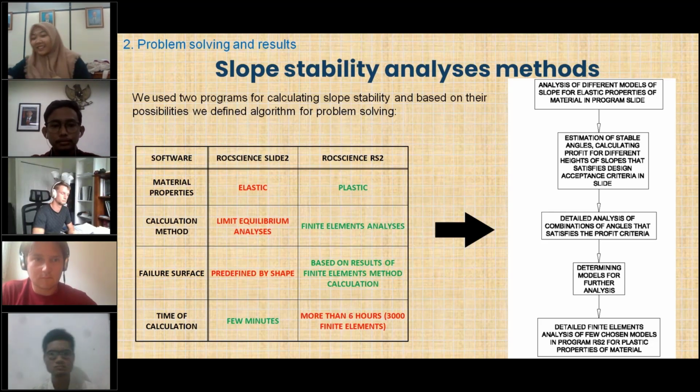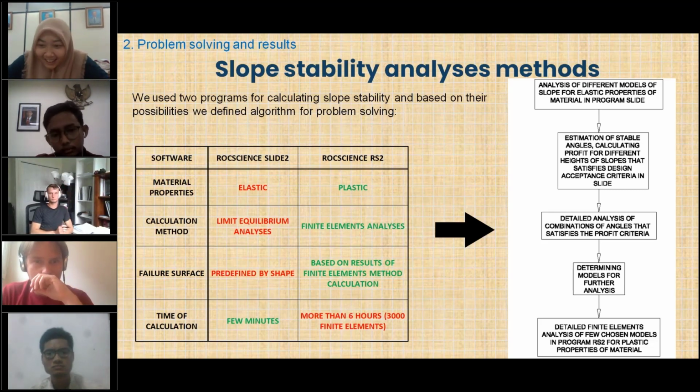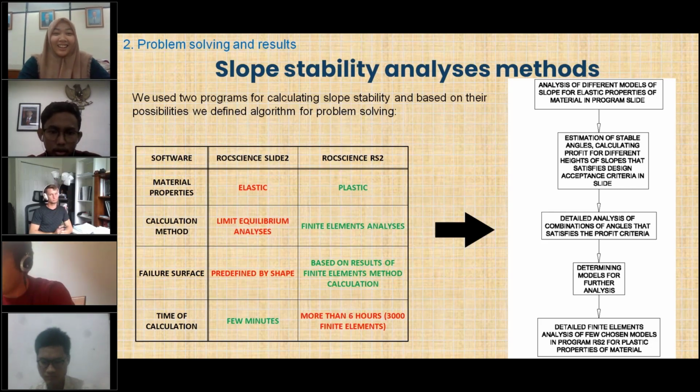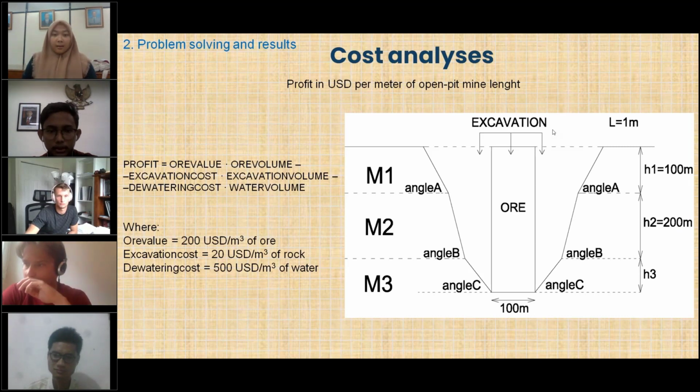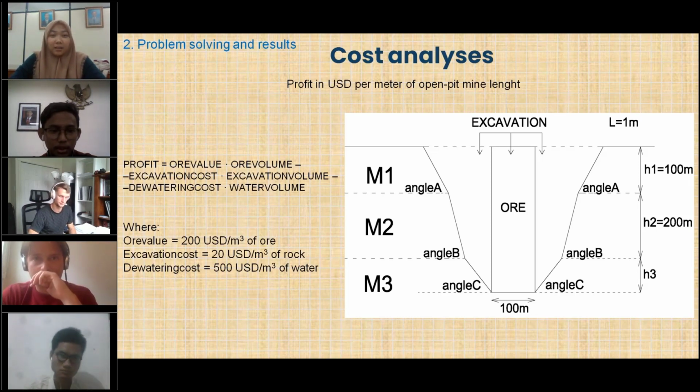The results of analysis in Slide2 gave us the range of values for angles and depths that we used for analysis using the RS2 program, and by that we spent much less time than we could have spent using only RS2 for calculations. Based on this, we defined an algorithm for further analysis. Cost analysis aimed to determine comparative profit in United States dollars per meter length of an open pit mine. It was simple, and in this slide you can see the model for calculation and how we defined profit.